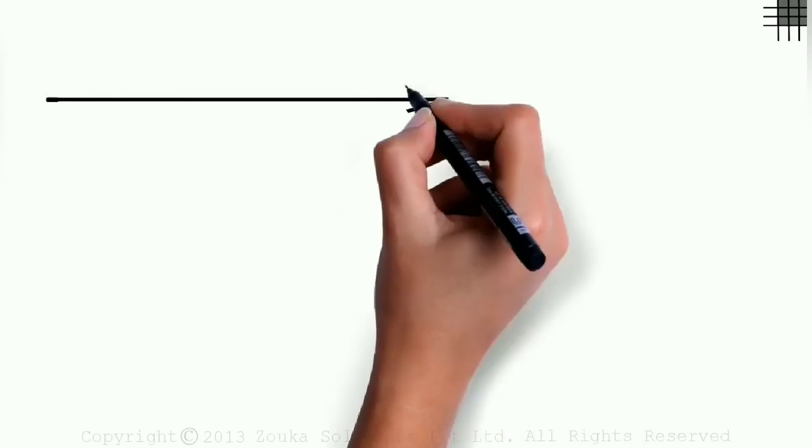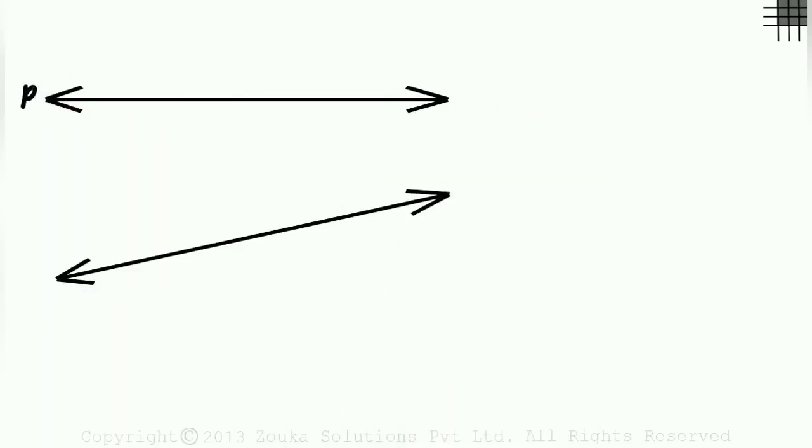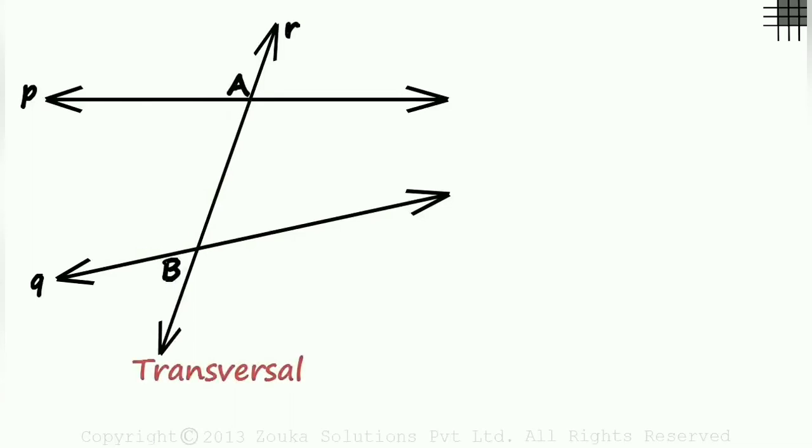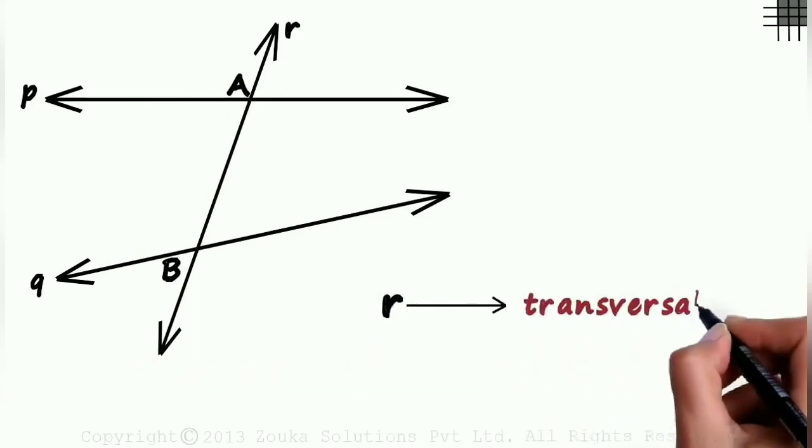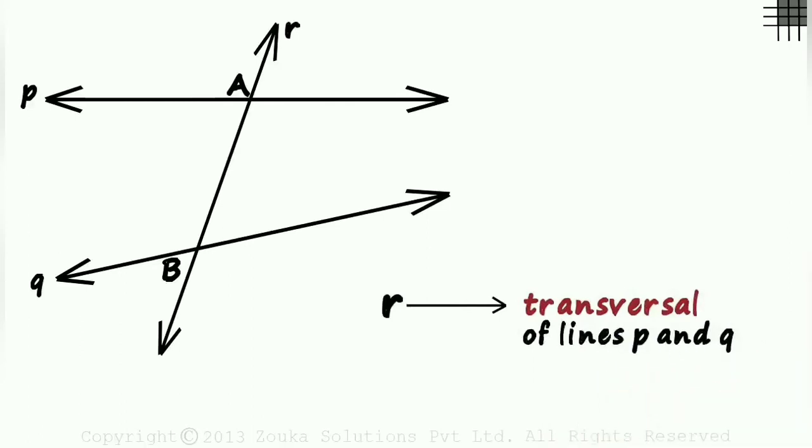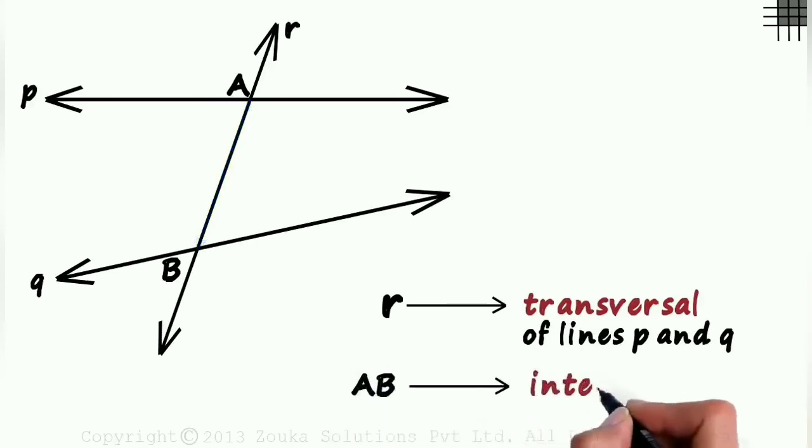Consider any two lines on the same plane. Say line P and line Q. Now if there's any line that meets these two lines at two distinct points, like this, then it is called transversal. The line R meets line P at point A and line Q at point B. This becomes the transversal. R is called the transversal of lines P and Q. Also observe that there is a segment formed in between, segment AB. The segment AB is called the intercept.